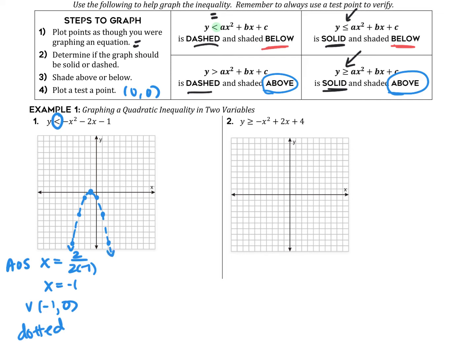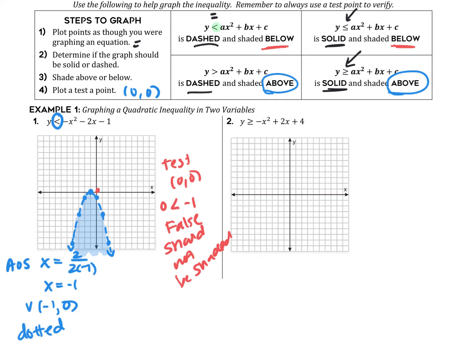Now we need to figure out where we're supposed to shade, if we're supposed to shade above the curve or below the curve. So less than means that we should shade under the curve. And I want to get it right up to the curve. And then I want to just test a point to make sure that I have shaded in the correct place. So I'm going to test the point 0, 0. 0, 0 is outside of where I have shaded. So when I plug it into the inequality, it should be false. Let's see what happens when I plug it in. 0 is less than 0 minus 1. This is false, so it should not be shaded, which it isn't, so we're right.